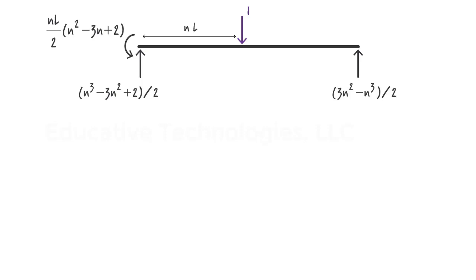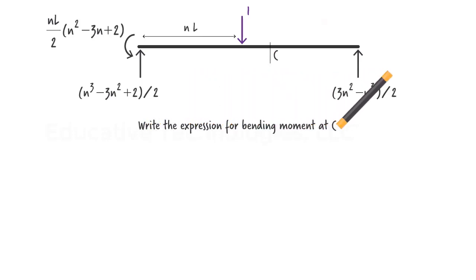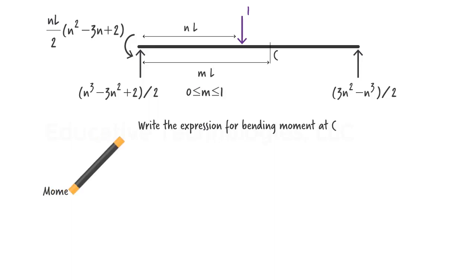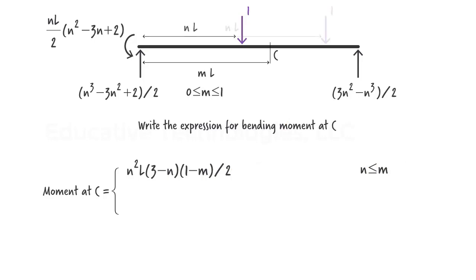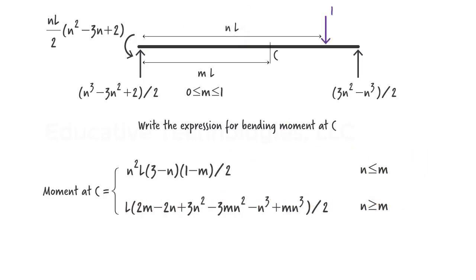This enables us to formulate a mathematical expression for moment at C in terms of N and L. I am going to define the position of C as M times L, where M is a number between 0 and 1. Because of the applied concentrated load, we end up with two moment equations. When the load is to the left of C, we get this equation. And when the load moves to the right of C, we have this equation.